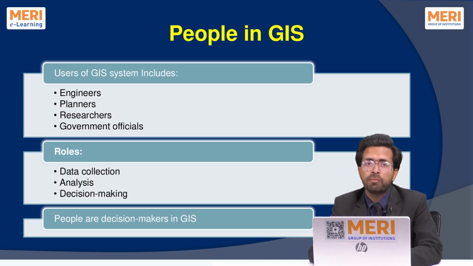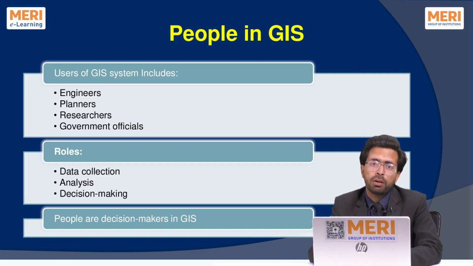Even though GIS involves advanced technologies, human involvement is essential. The accuracy of analysis depends on the skills and knowledge of the users. A well-trained GIS professional can interpret data correctly and make meaningful decisions. People are responsible for collecting and verifying data, operating GIS software, analyzing results, and making decisions based on output. Without skilled users, GIS cannot be effectively utilized. Therefore, people are considered the decision makers in the GIS system.